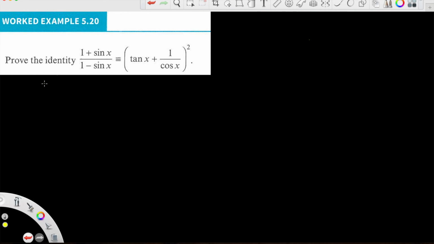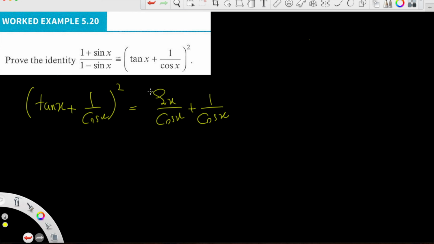The last example of this part is this question. Prove the identity 1 plus sine of x over 1 minus sine of x is equal to tan of x plus 1 over cosine of x, all squared. To prove this identity, I start from the right hand side. I rewrite tan of x as sine of x over cosine of x, plus 1 over cosine of x, whole squared. Then as the denominators are common, I rewrite them as one fraction.